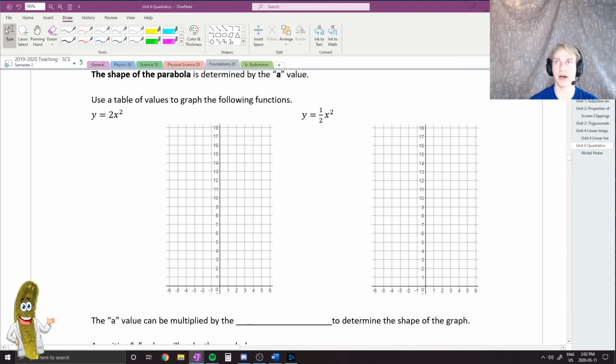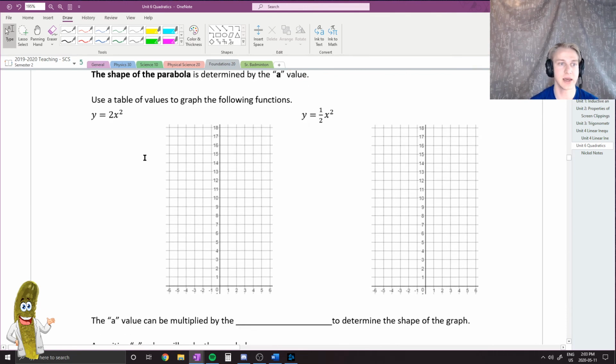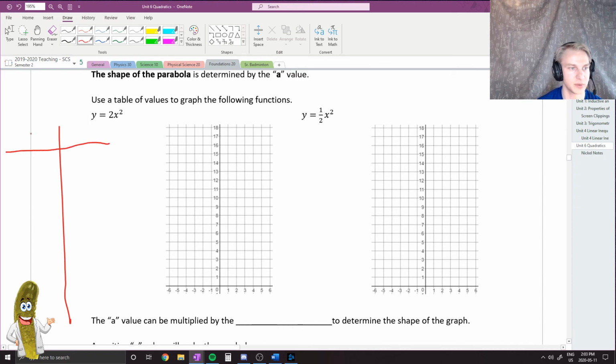So looking at these notes here, what we're asked to do first is to use a table of values to graph the following functions. And the reason that we're going to do that is we want to look at the shape of the parabola. So previously we spent a lot of time focusing on p and q. Today we want to focus on a. So for the table of values for both of these, we have our y values and our x values. And then over here, we'll do the exact same thing, y values and x values.